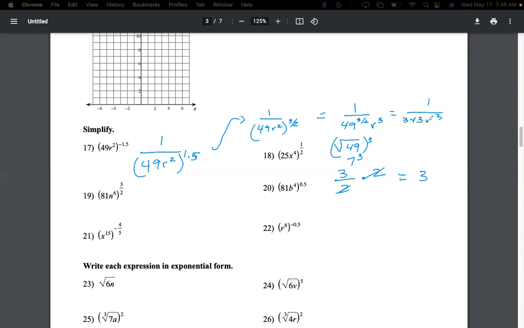So our final answer is going to be 1 over 343 r to the 3rd power. I know memorizing these exponent rules is a lot, but once you have them all down, it makes it a lot simpler.